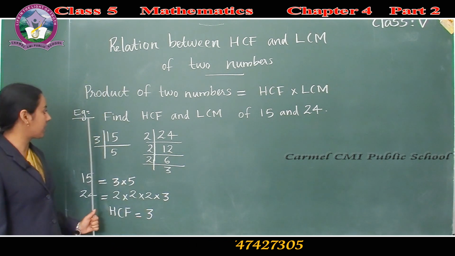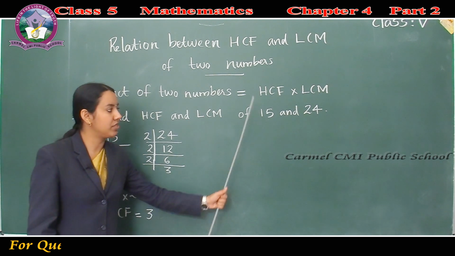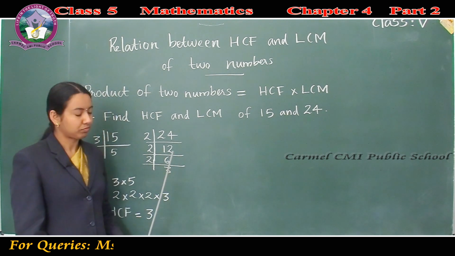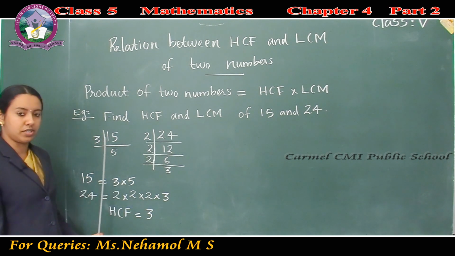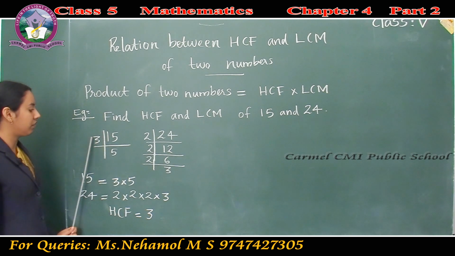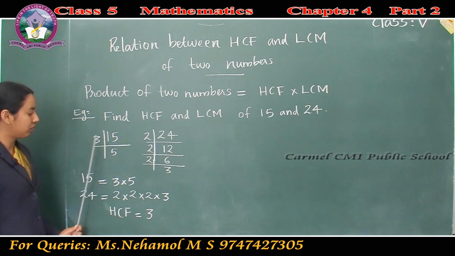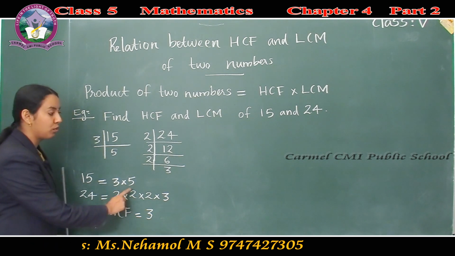We can check through one example. Find HCF and LCM of 15 and 24. First we have to find HCF by the prime factorization method. Prime factorization of 15: 15 divided by 3 is 5. We can write 15 as 15 equals 3 into 5.